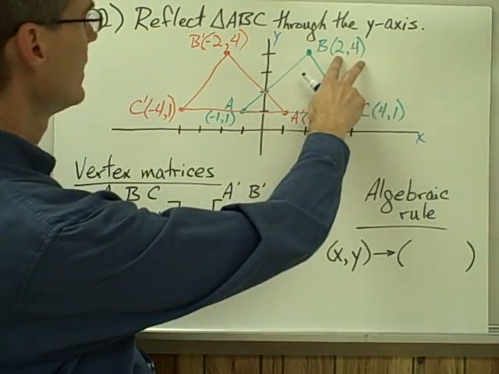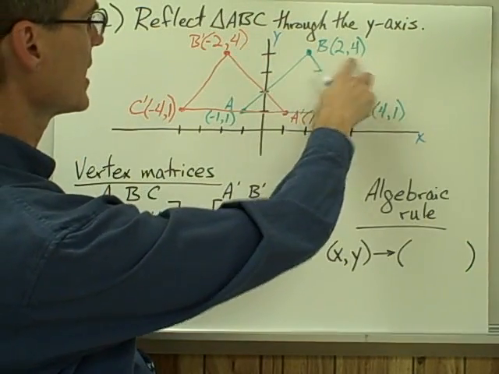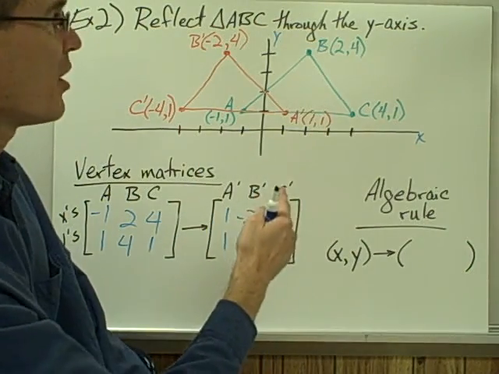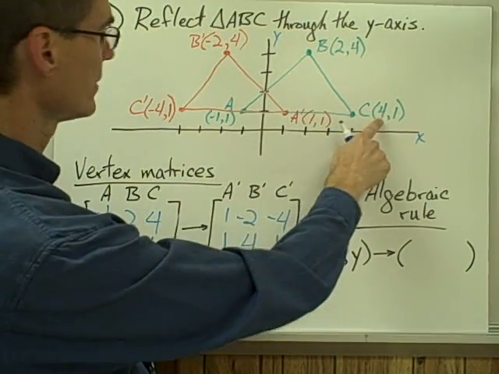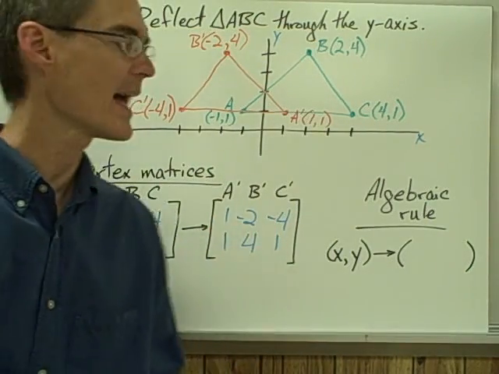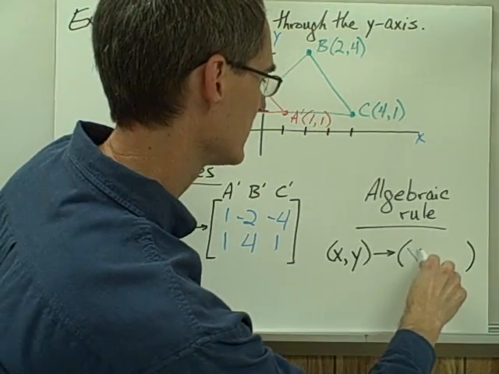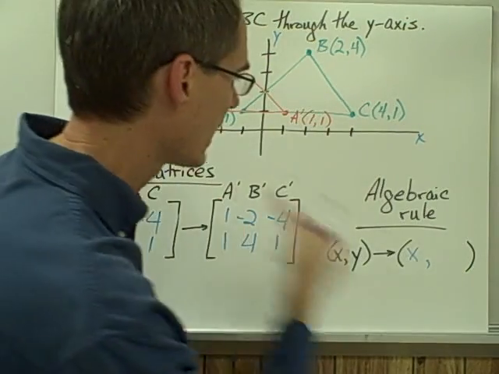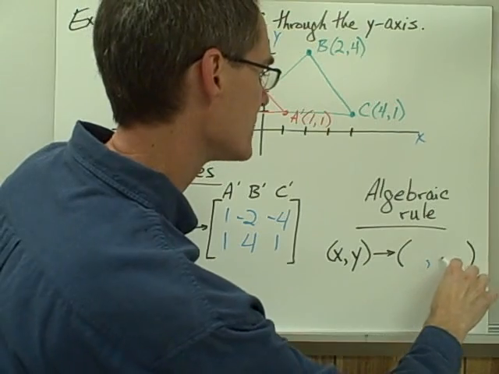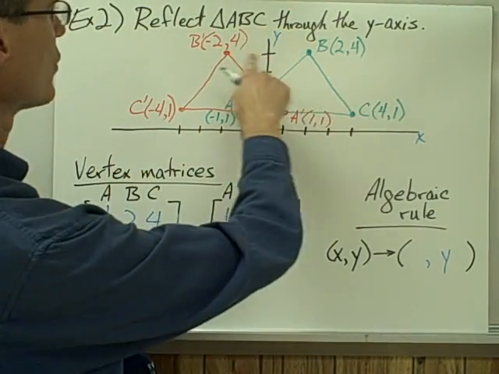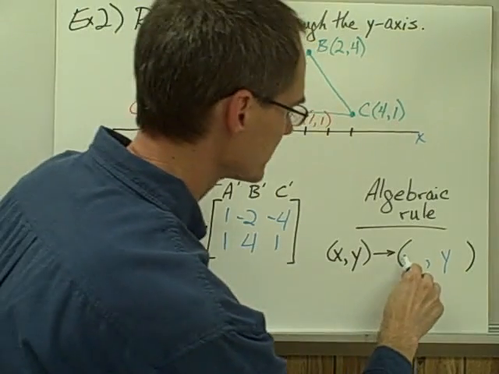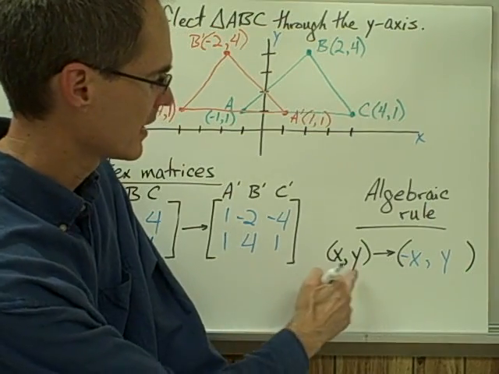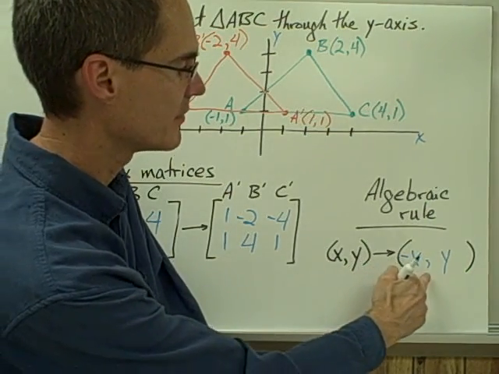So it looks like my y coordinates are all staying the same. 4 stays 4, 1 stays 1, and 1 stays 1. But all my x coordinates are becoming negative. So when I reflect across the y-axis, my x coordinate stays the same, and my, oops, I messed that up. It's my y coordinate that stays the same. 4 stays 4, and it's my x coordinate that becomes negative. So my algebraic rule I would express like this. (x, y) goes into (-x, y).